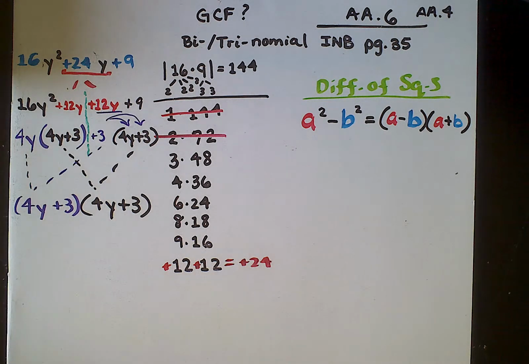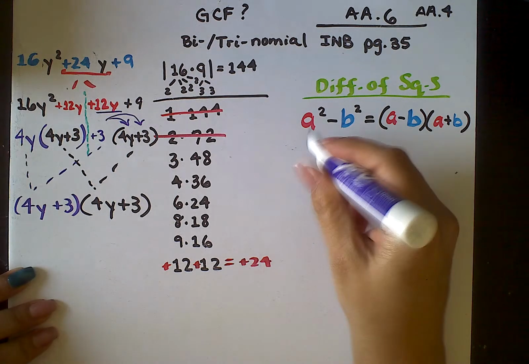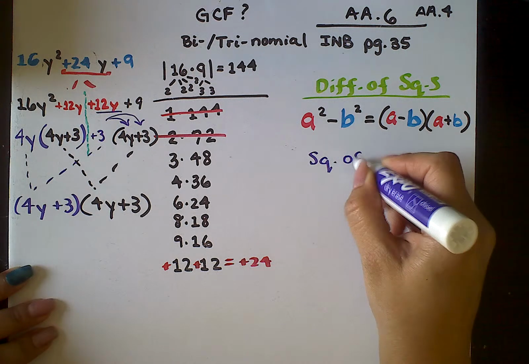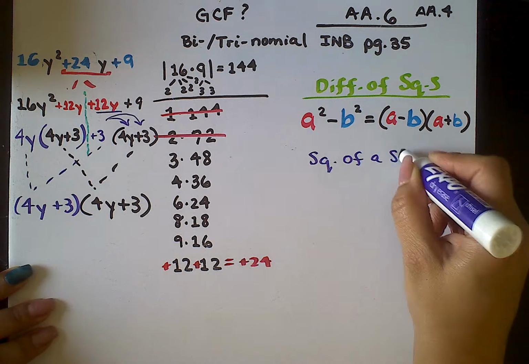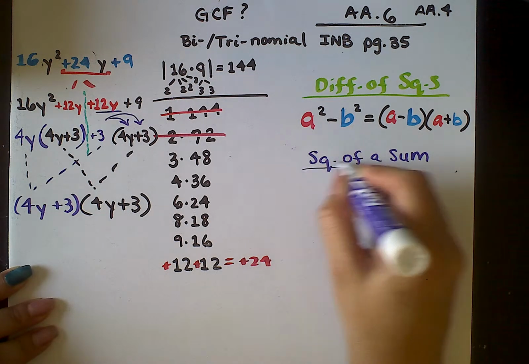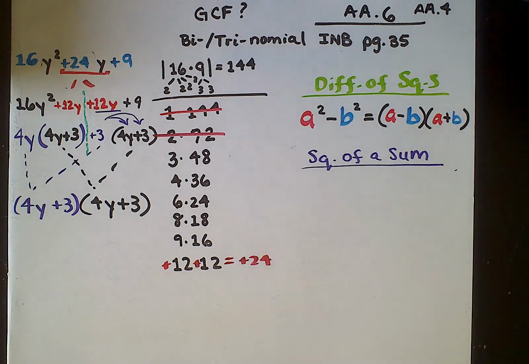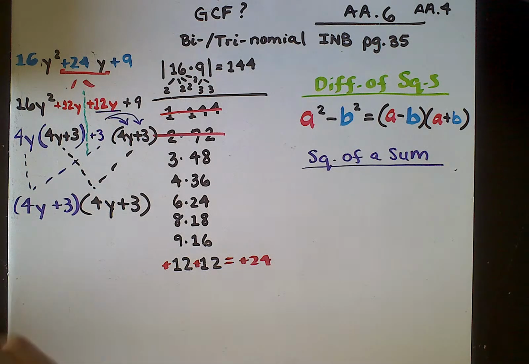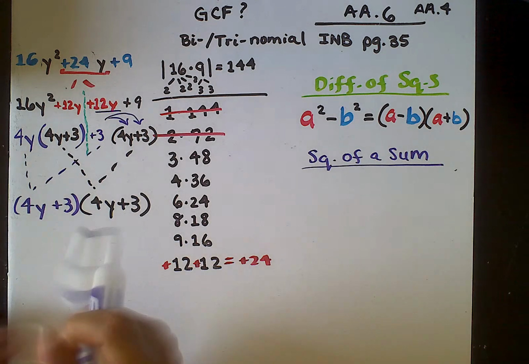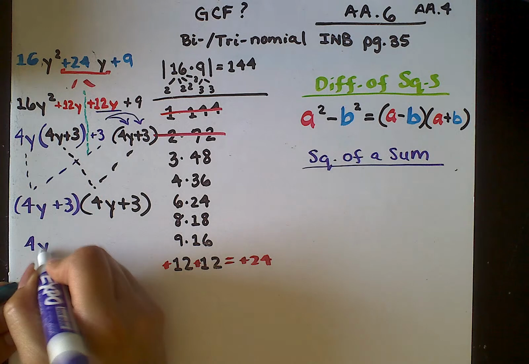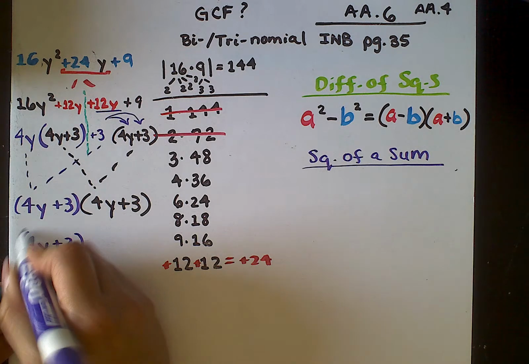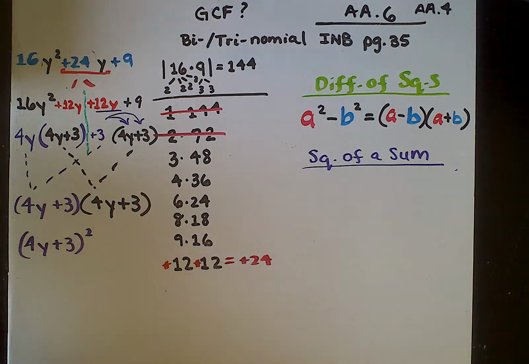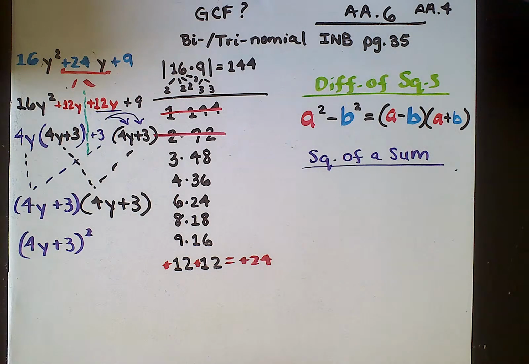I'm going to write this one out. I want to show it to you. Square of a sum. So maybe that'll help us just immediately identify it before we have to do all this factor by grouping, just to find out that the answer is actually just 4y plus 3 squared. So let me show you what this looks like. It's very similar to difference of squares.